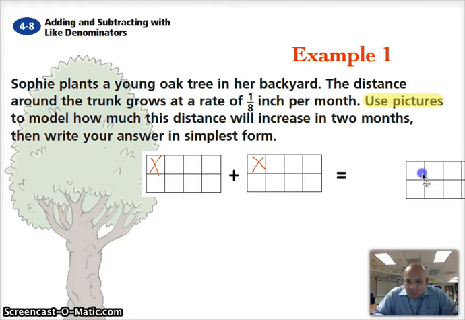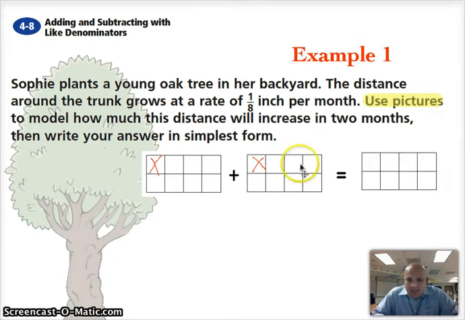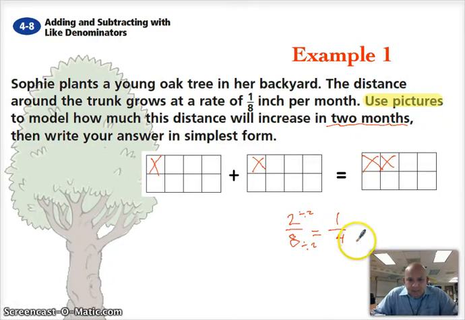When we take a look at what the total amount is, it has grown a total in 2 months. Right here, 2 months, it's grown 2/8. 2 out of 8. So 2/8 is written this way, simplest form. We're going to show our work on how we get to simplest form. Here we divide both top and bottom by 2. We get 1/4. So the total distance that the trunk will increase is 1/4 inch.